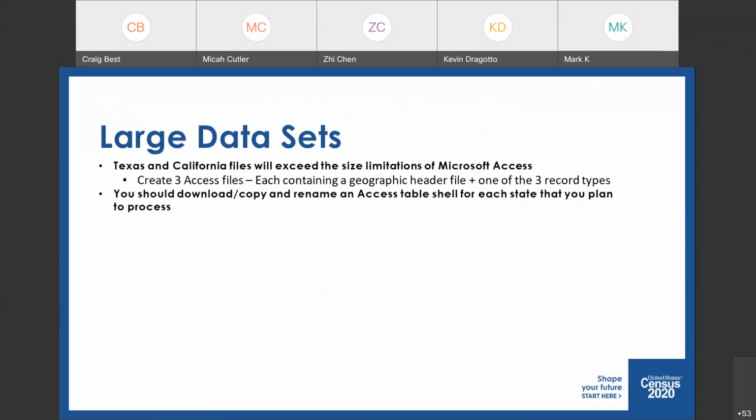You may not want Texas or California data files, but if you do, those will have to be split between 3 separate Access files, because Access is not capable of handling as much data as contained in the Texas and California files. And if you just want data for Iowa, you'll be good to go. If you're going to process data for multiple states for some reason, copy or download the Access table and rename that file based upon each of your states.